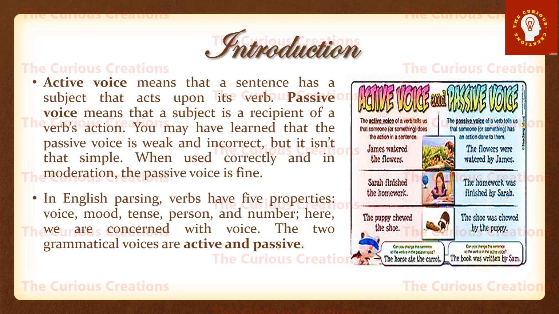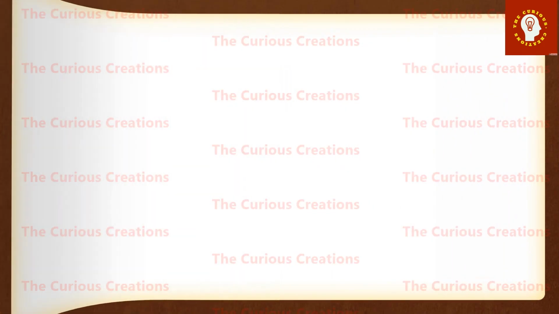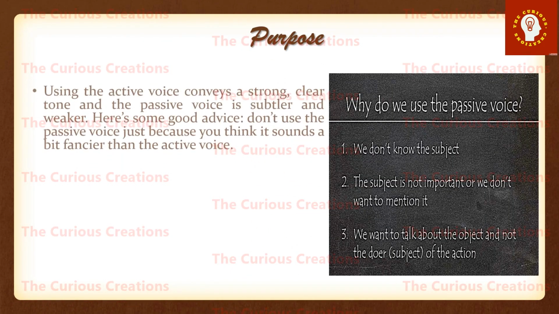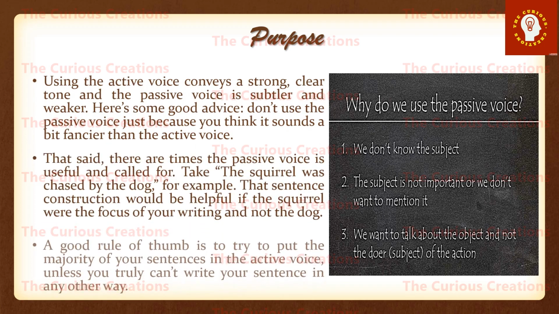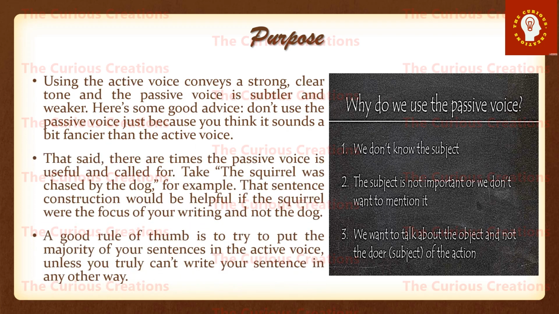In English parsing, verbs have 5 properties: voice, mood, tense, person, and number. Here, we are concerned with voice. The 2 grammatical voices are active and passive. Using the active voice conveys a strong, clear tone, and the passive voice is subtler and weaker.